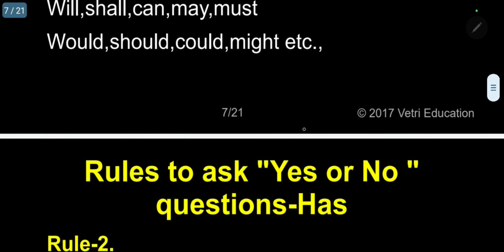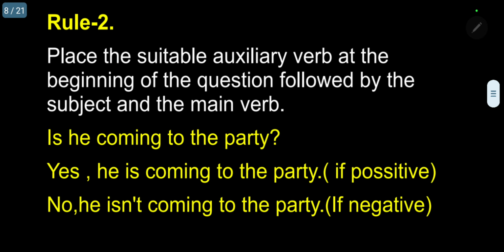Okay, rule 2. Place a suitable auxiliary verb at the beginning of the question, followed by the subject and the main verb. Please follow. Suitable auxiliary verb. See, whenever we raise a question using an auxiliary verb, use a suitable one, depending upon the subject.